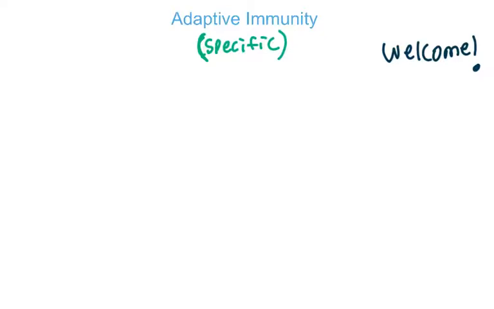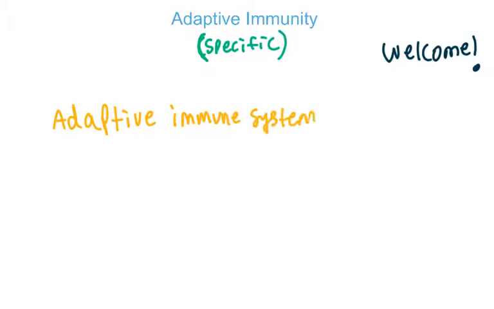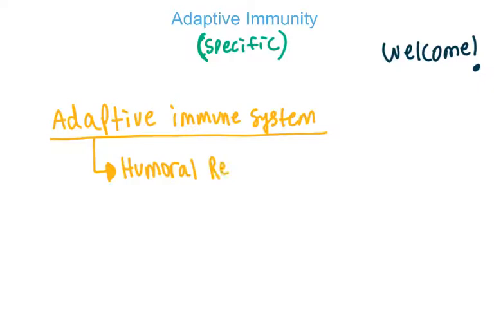So let's write this out. Our specific, so we're just going to say adaptive now. Our adaptive immune system is going to involve many things. One thing that we're going to see is a humoral response. And what a humoral response is, is what we're going to look at next.